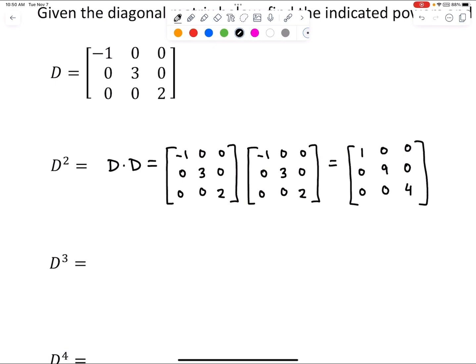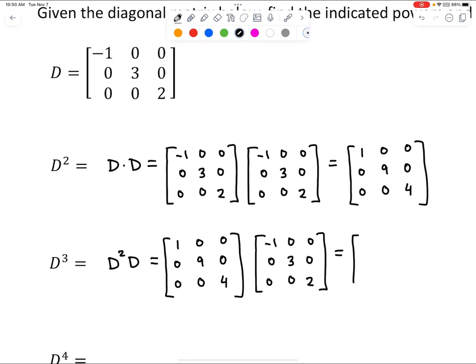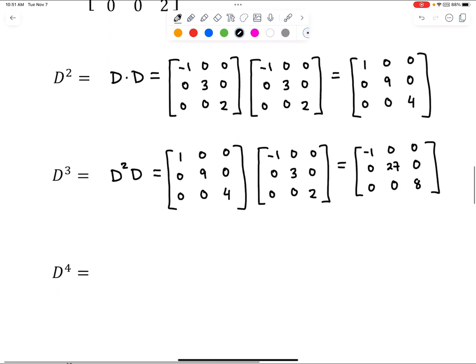If I do D cubed, that's going to be the same thing as doing D squared times D. I've already computed D squared, multiply by D, and we're going to get a new matrix. The first column will be -1 times 1, which is -1, and then 0, 0. Then we'll get 0, 9 times 3, which is 27, 0, and then 0, 0, and 4 times 2 is 8. You can already pick up on the pattern, I'm sure.